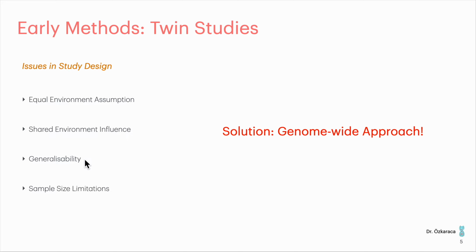The third issue is generalizability. Results from twin studies may not generalize well to broader populations because twin studies are generally not drawn through random sampling. Instead, they often come from twin registries or specific recruitment efforts, which may introduce selection biases. Additionally, twins may share unique early life environments that differ from those of singletons, and these differences could limit the applicability of findings to non-twin individuals. The last issue is sample size limitations. Obviously, twin studies have smaller sample sizes. Due to these outlined issues, researchers have transitioned to modern genome-wide approaches.